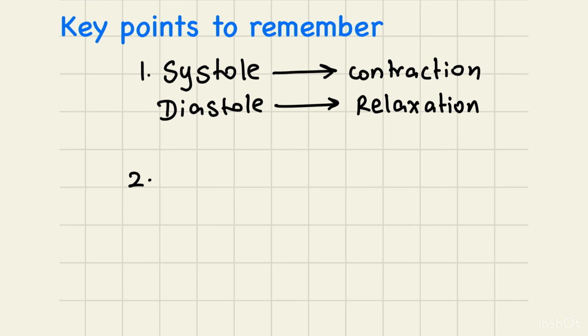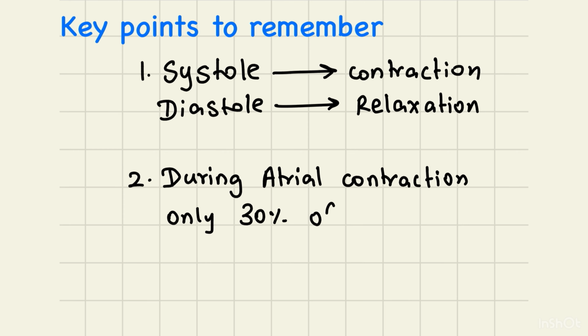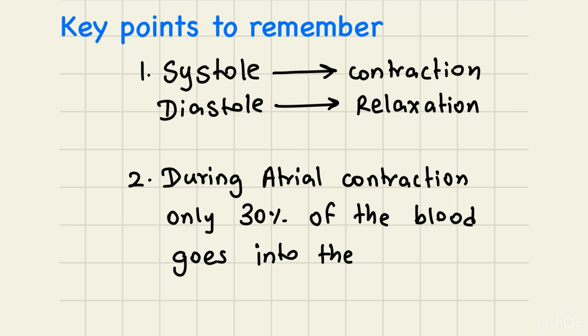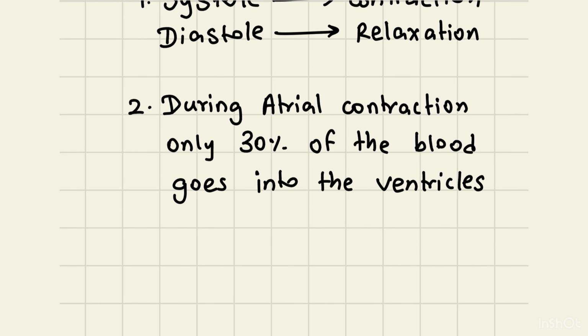The second point is during atrial contraction, only 30% of the blood goes to the ventricle. Yep, only 30%. The rest is handled by gravity during relaxation.